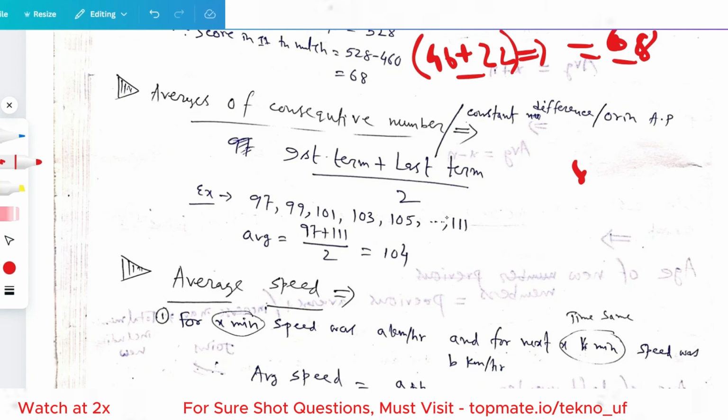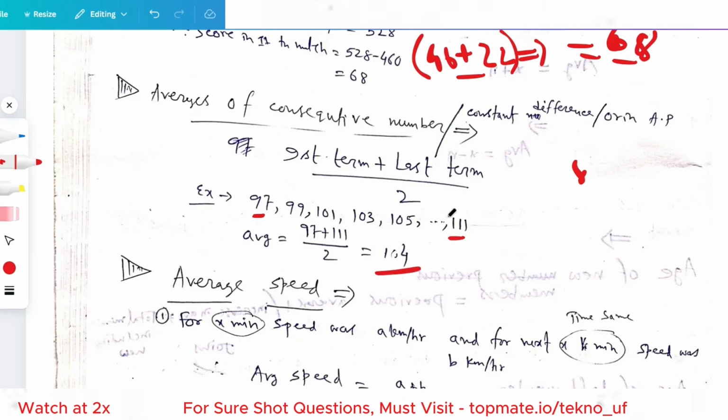So in this case, 97, 99, 101, 103, 105, 111. This is also a set of numbers with constant difference, right? So as it follows consecutive numbers, we have to implement this formula, first term plus last term divided by 2, and we will get our average. So the average will be, with first term 97 and last term 111, if we divide the sum by 2, then we'll get our average.